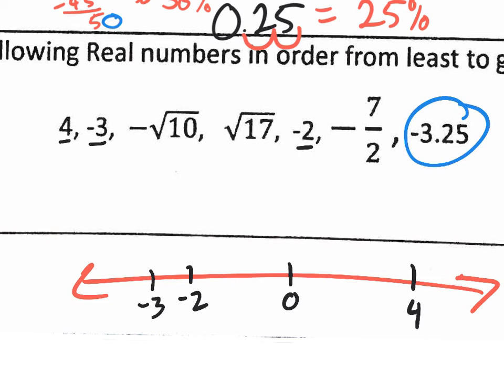In the middle? In the middle of what? Oh, no. In front of the 3. Yeah, it'd be to the left of the negative 3, right? So let's put that dot right here, put negative 3.25. Okay, what else? Where would this guy be at? The negative 7 over 2.